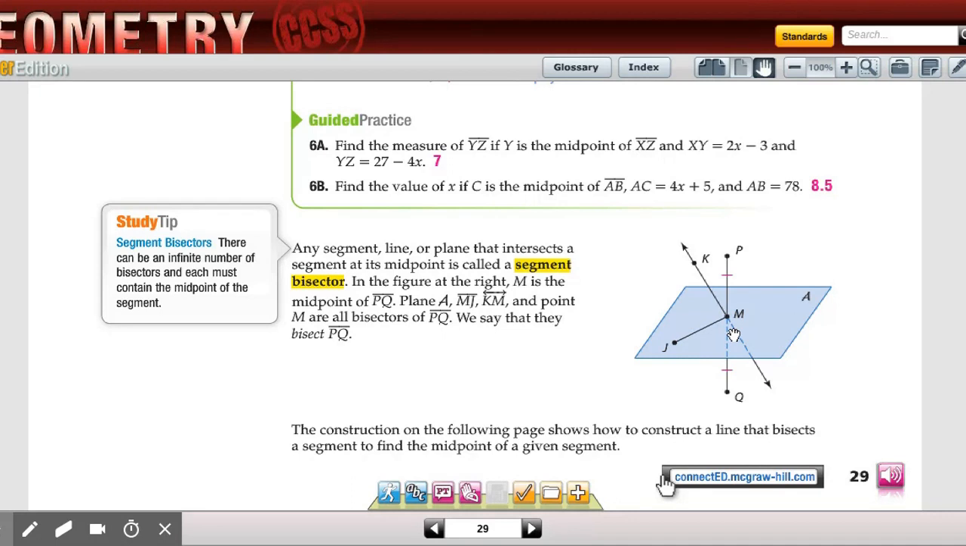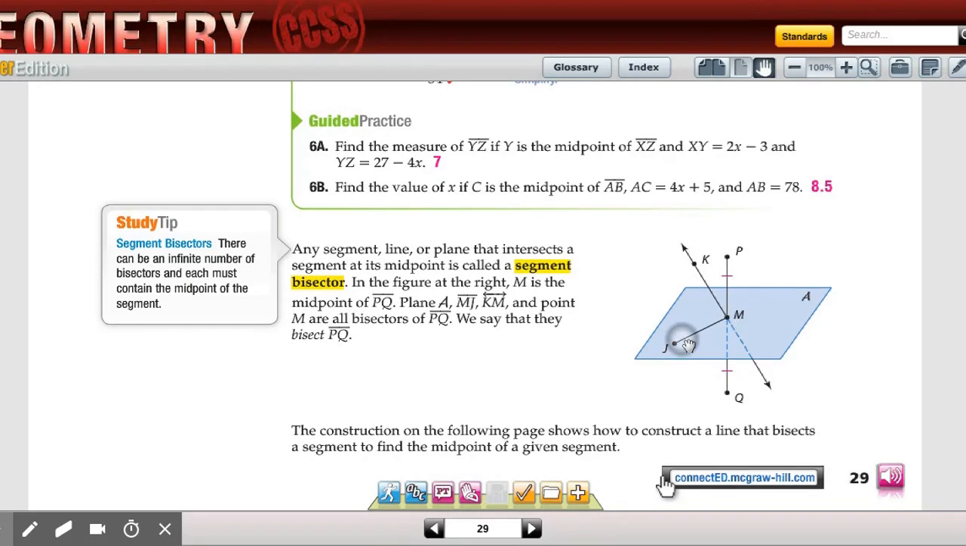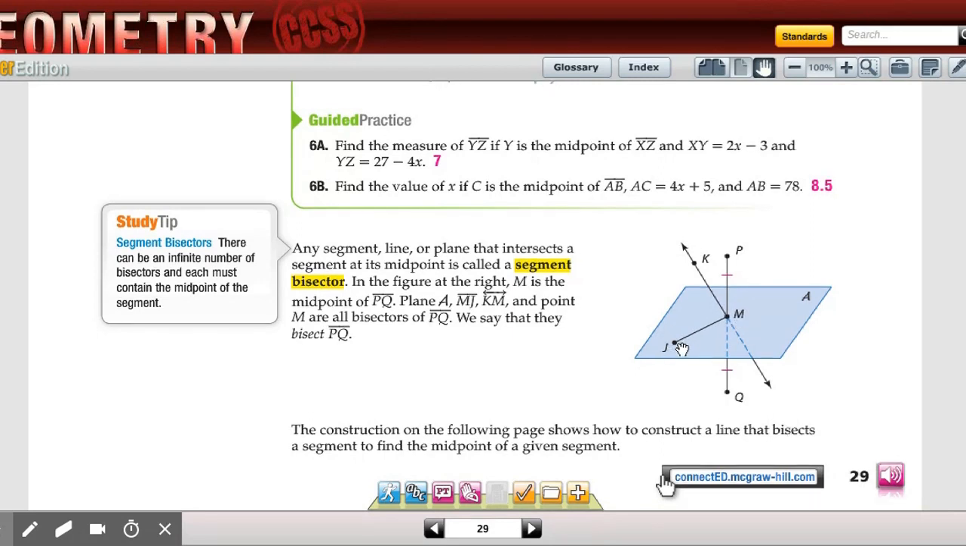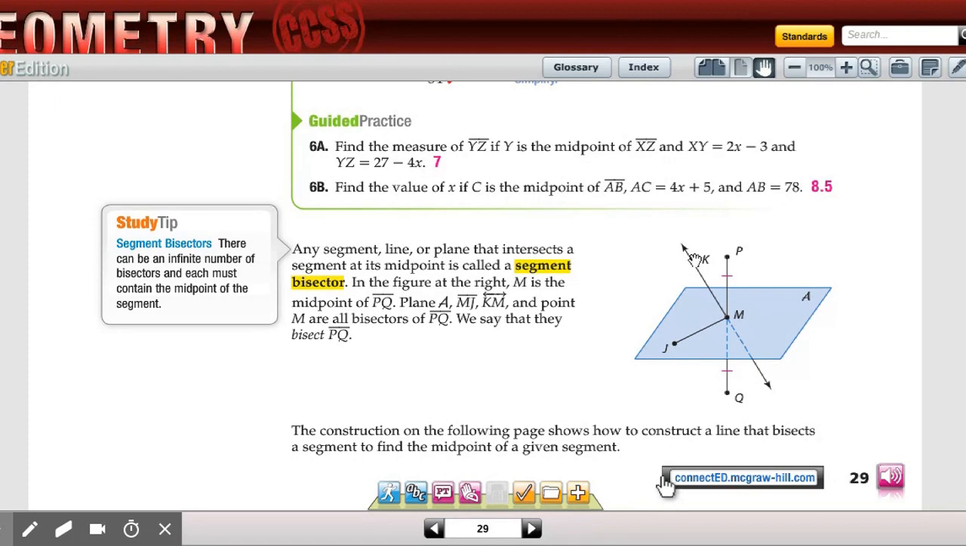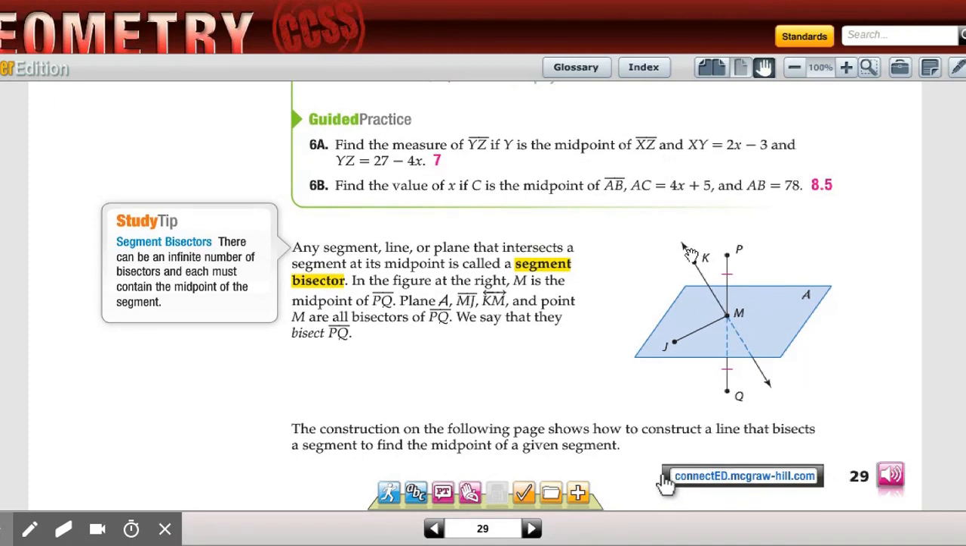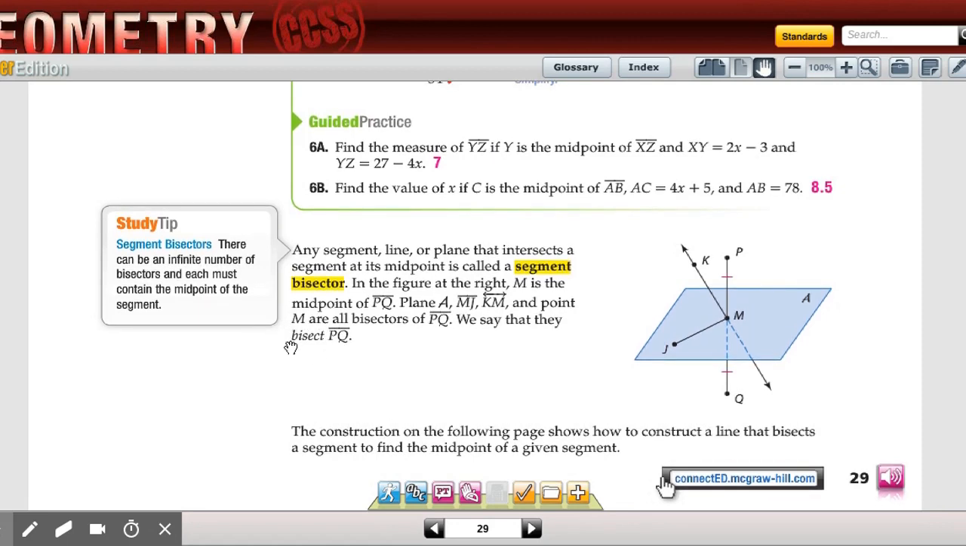What else? MJ. This segment here, MJ, is a segment bisector. KM, this line goes right through M. That's a segment bisector. Point M itself is a bisector. They all bisect, not dissect. No disgusting science biology stuff here. Just bisecting. So there you go.